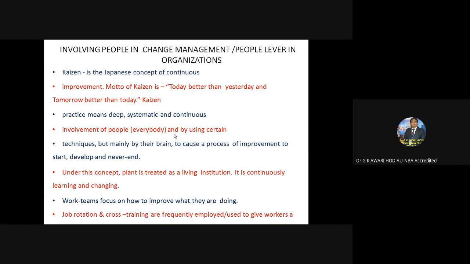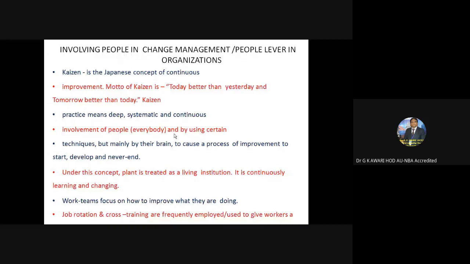Some of you may know that Kaizen is the Japanese concept of continuous improvement. The motto of Japanese Kaizen technology is today better than yesterday and tomorrow better than today. So keep on improving every day. Keep on improving your processes, systems, products, everything. Try to bring change daily, continuously, and keep on changing. The practice means deep, systematic, and continuous involvement of people, using certain techniques but mainly their brains, to cause a process of improvement to start, develop, and never end.